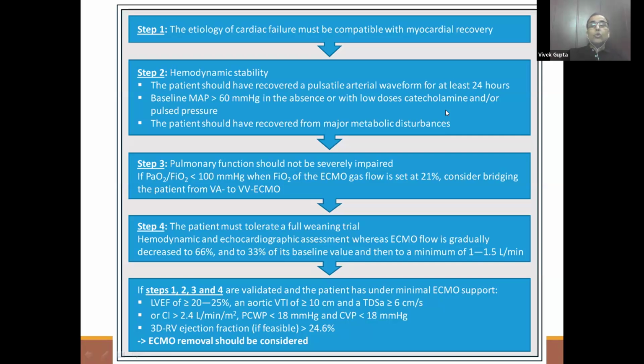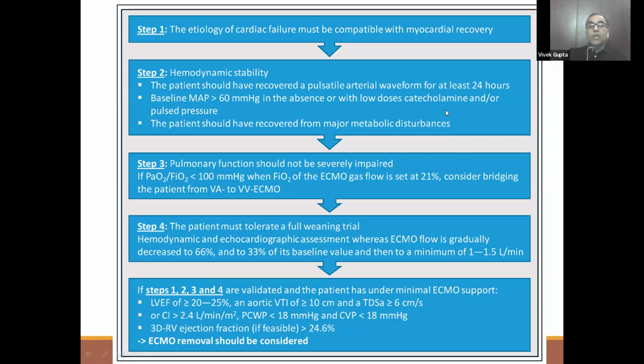There is no severe impairment of the pulmonary functions. If your PaO2/FiO2 ratio is less than 100 when the FiO2 of ECMO has been set to 21%, it means you have to think about the lung again, and if the lung is not functioning well, your VA ECMO may have to be switched over to VV ECMO. But this should be done on an individual basis, evaluating the patient carefully.